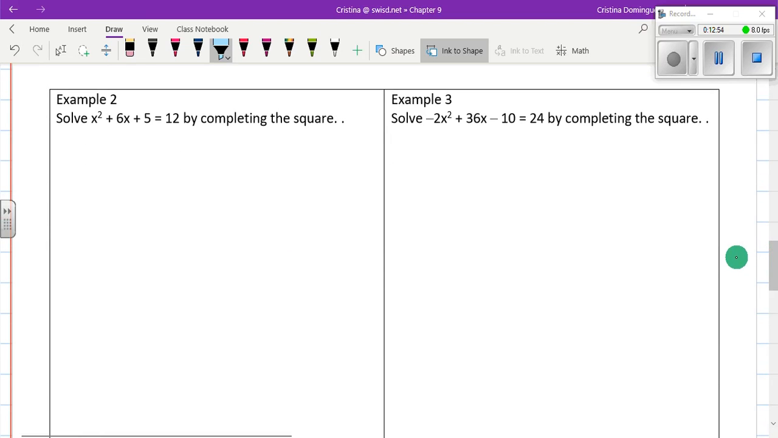Example 2. Example 2 has x squared plus 6x plus 5 equals 12 by completing the square.